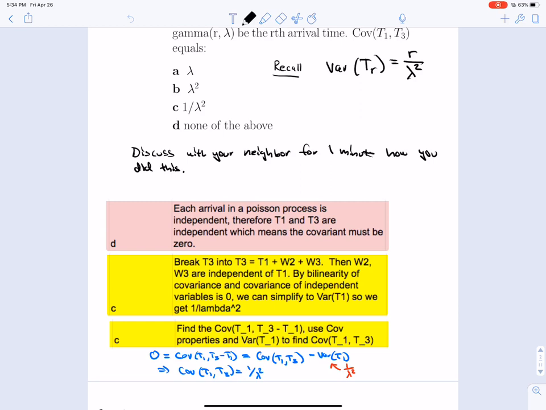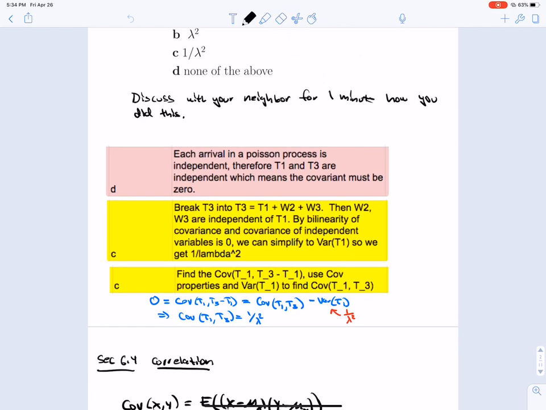Another person writes, find the covariance of T1, T3 minus T1. Use the covariance property and the variance of T1 to find the covariance of T1, T3. Yes, that's the way I solved it. So 0 is the covariance of T1, T3 minus T1, which is the covariance of T1, T3 minus the variance of T1. And we know the variance of T1 is 1 over lambda squared. Furthermore, the covariance of T1 and T3 minus T1 is 0, since T3 minus T1 is just W2 plus W3, which is independent of T1. So then you just solve for the covariance of T1, T3.